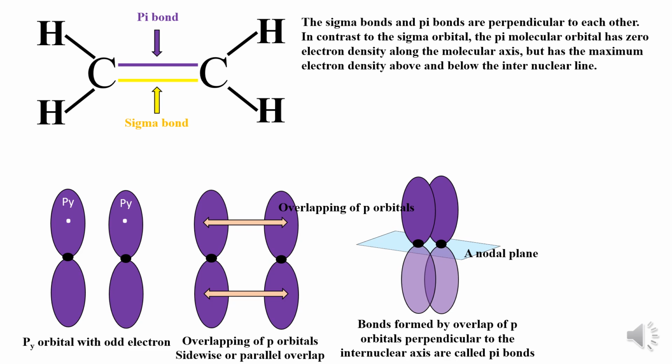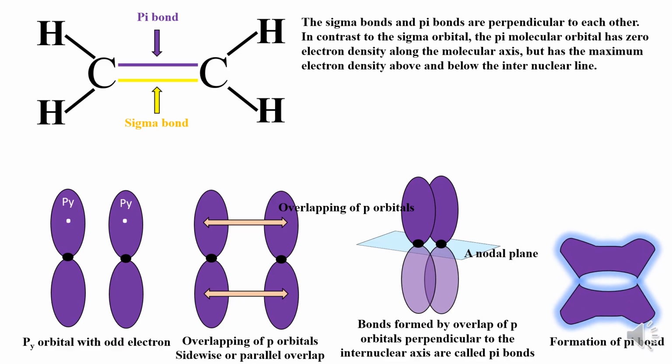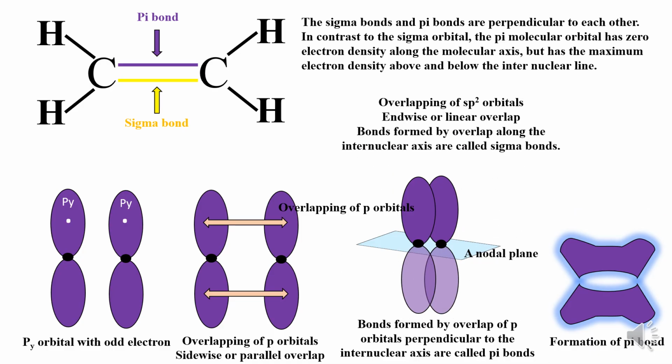So pi bonds are formed by overlapping of p orbitals on adjacent carbon atoms, and this occurs by sidewise or parallel overlapping of p orbitals with a nodal plane at the center, separating the upper and the lower lobes of the p orbitals. And this results in formation of a pi bond. I have color coded the pi bond and the sigma bond. Pi bond is colored in purple color while the sigma bond is colored in yellow. This is to differentiate these two bonds.